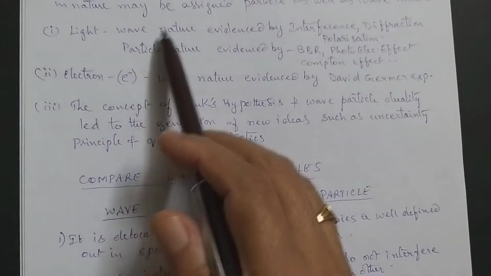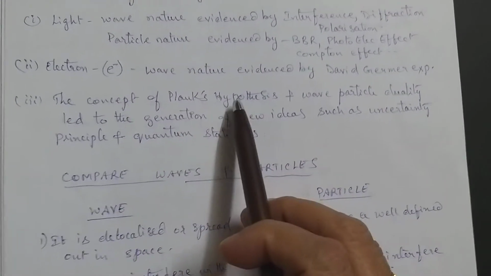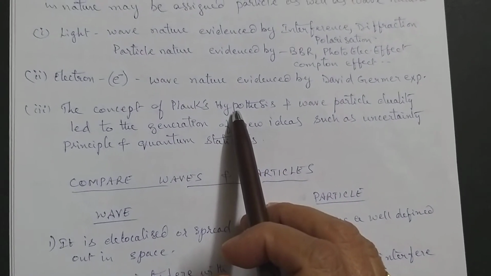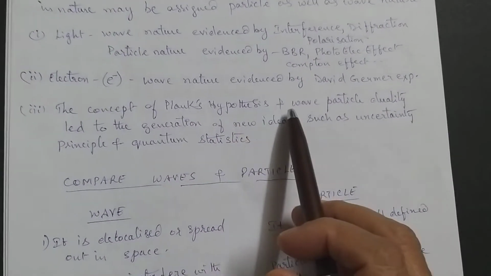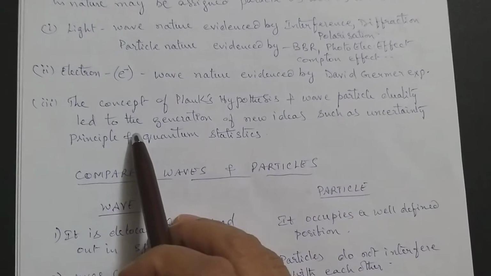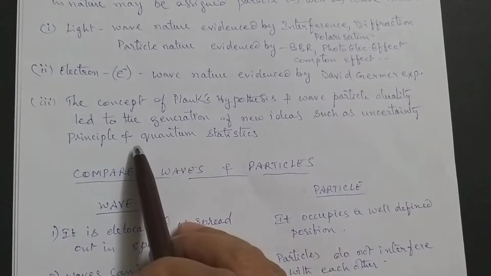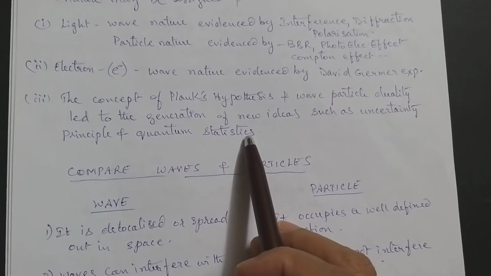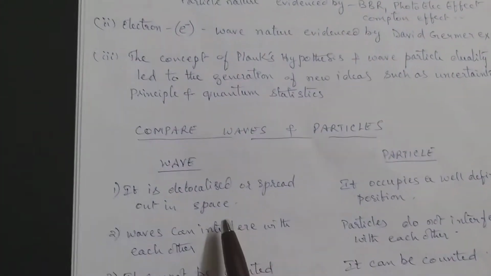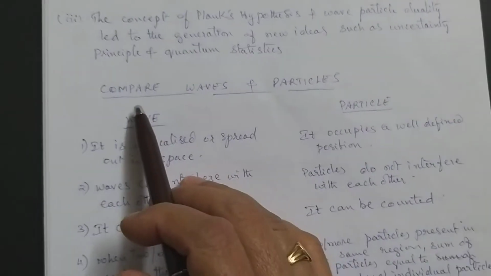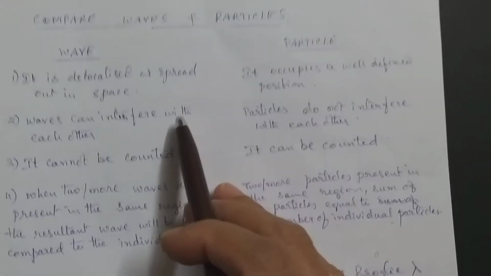Now, these are the things which have backed Planck's hypothesis, which speaks basically about quantum mechanics, and they have supported wave particle duality, which later on led to new ideas like uncertainty principle and quantum statistics. So that is the importance of this wave particle duality. Now, next we should compare waves and particles. Basically, what are waves and what are particles?